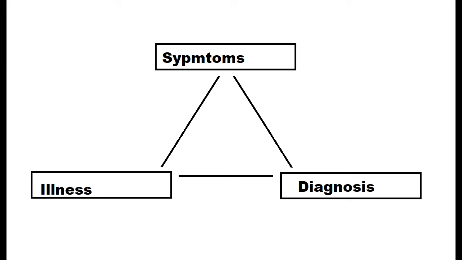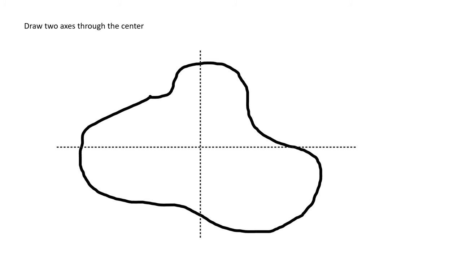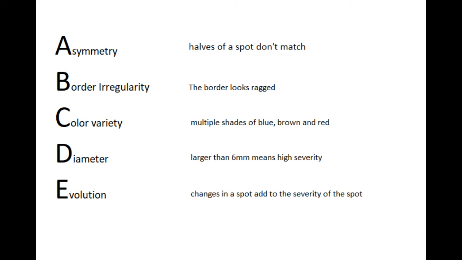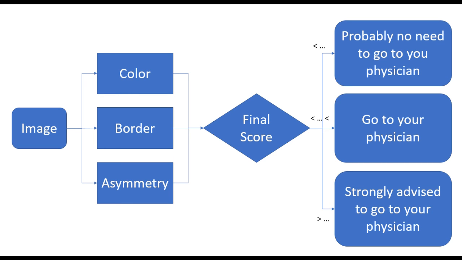The goal we want to reach with this program is to provide an objective and clinically accurate way to measure a suspicious spot. Therefore, we have implemented 3 features, namely symmetry, color variety, and border irregularity, from the ABCDE rule used by dermatologists in the program. Like we said, these 3 features will then be combined into a final score.